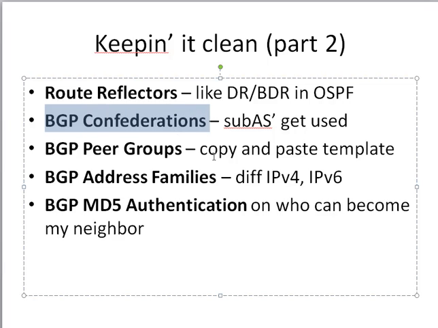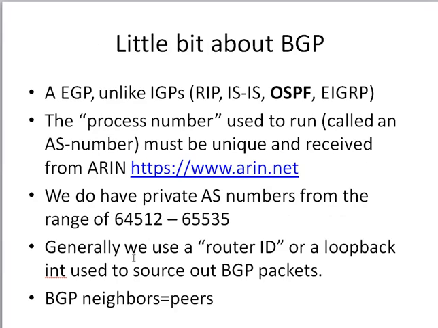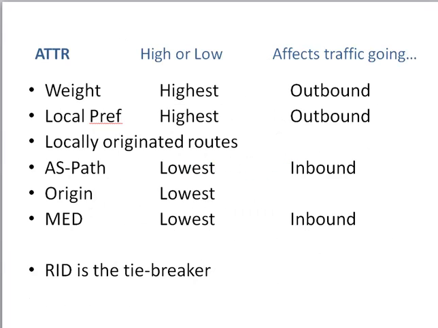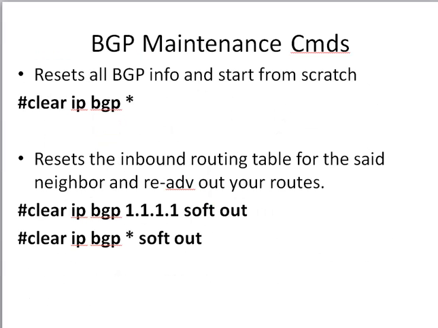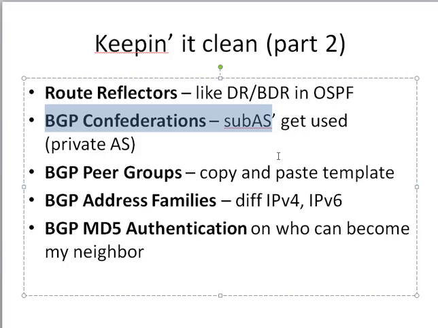BGP confederations is where we use sub-autonomous system numbers, where you break up your real autonomous system into subdomains, or sub-ASs, and this is where your private ASs get used. So that range that we had before, 64,000 to 65,000, that range over here. That's where we will use the sub-ASs for the confederations.